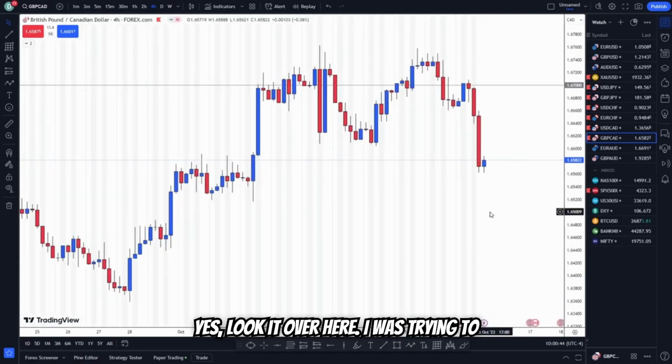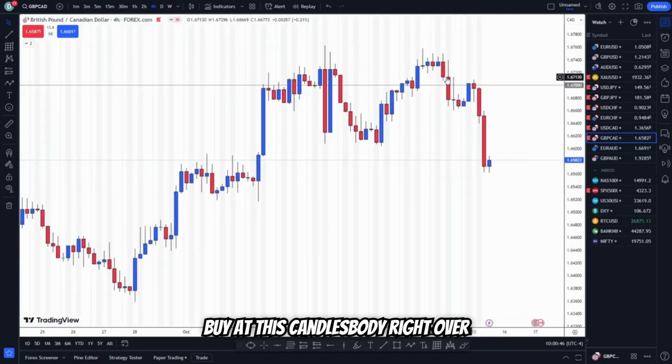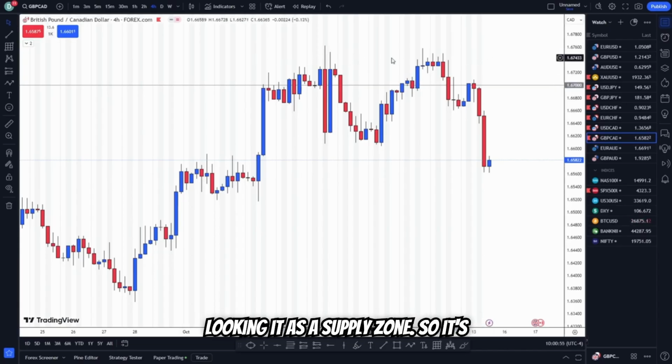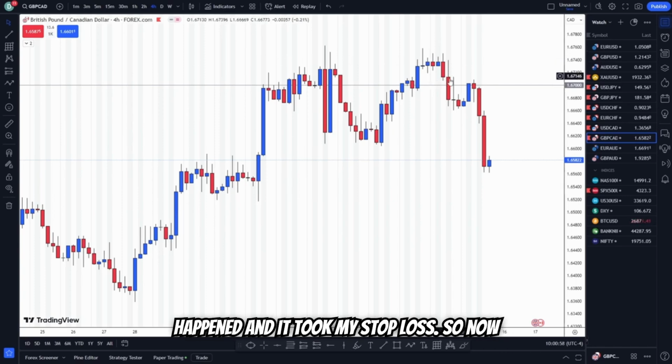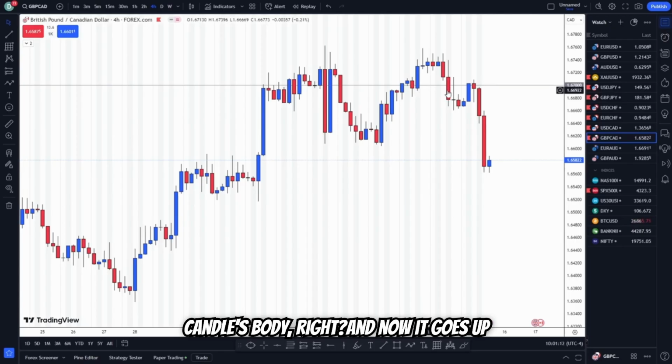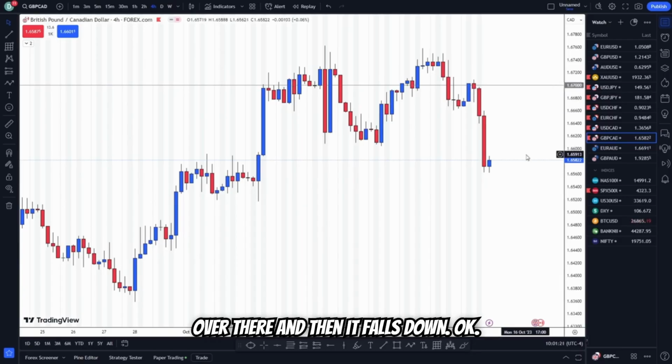Yes, look at over here. I was trying to buy at this candle's body right over here because there was a fair value gap, and I know that people are selling from here. They're looking at it as a supply zone. So I was trying to buy from here, and this is what happened, and it took my stop loss. So after this candle, you can easily see what's going on over here. It's a clear market structure shift, right? It closes below this candle's body, right? And now it goes up till what? Around the psychological level, right over here. It just goes and taps over there, and then it falls down.